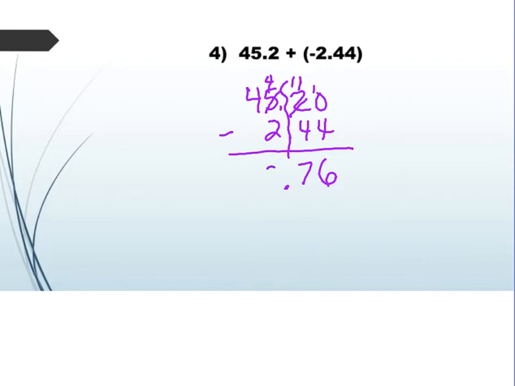4 minus 2 is 2. 4 minus nothing is 4. The larger number is positive, so our answer is positive.